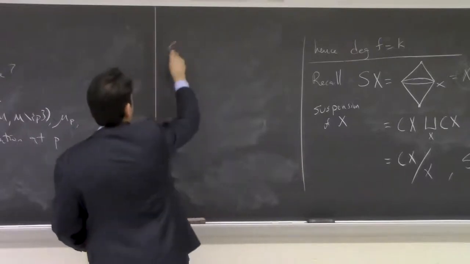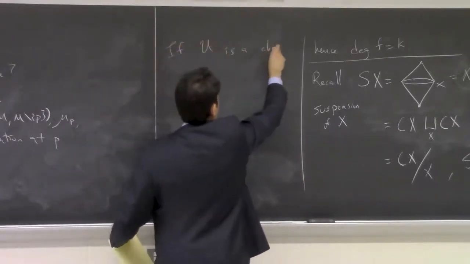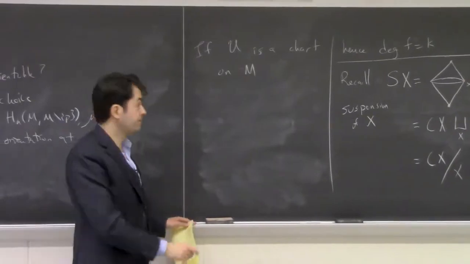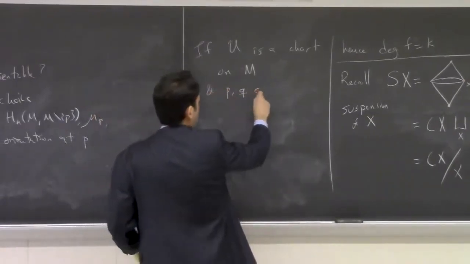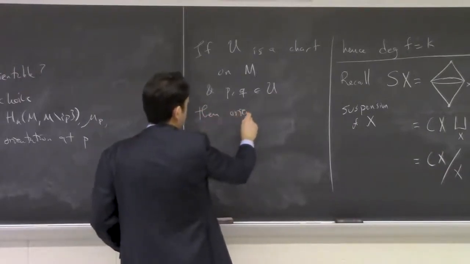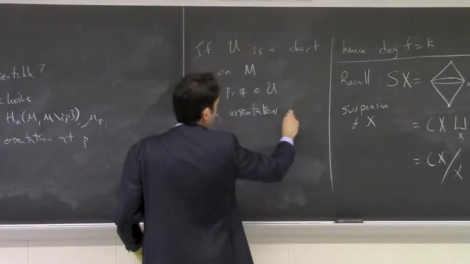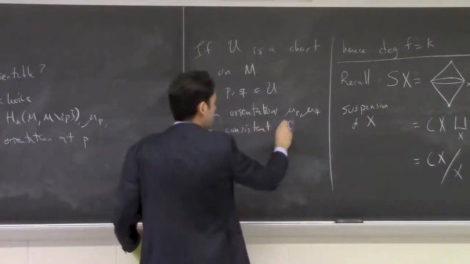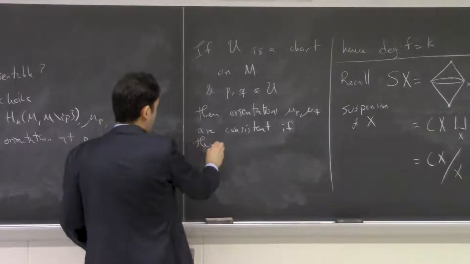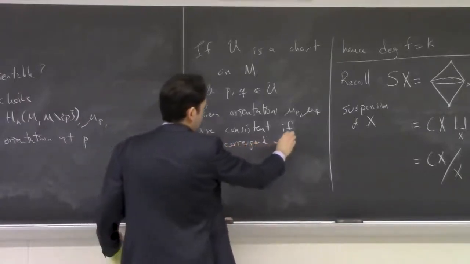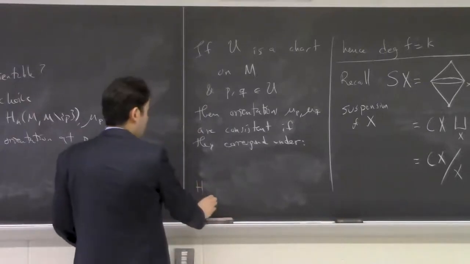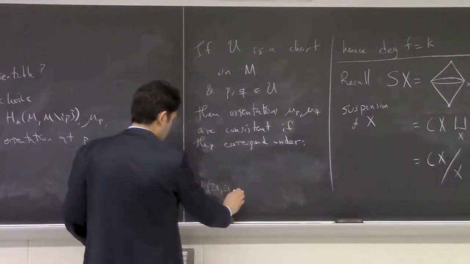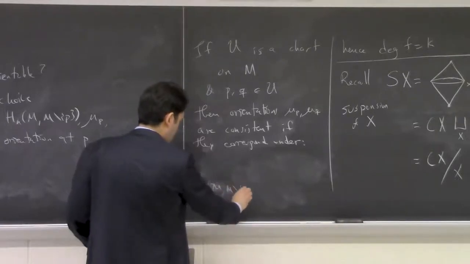So if U is a chart on M, so remember that just means that it's homeomorphic to Rn, and P, Q are in U, then orientations mu P and mu Q are consistent if they correspond under, okay, so you could look at the relative homology, no, let's do this, M minus P.